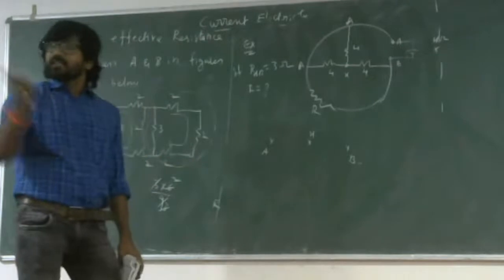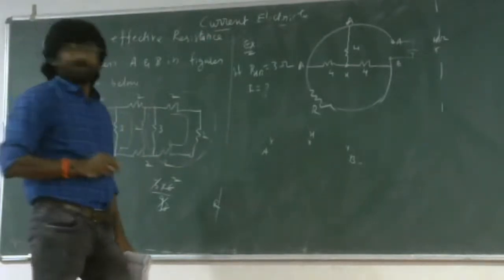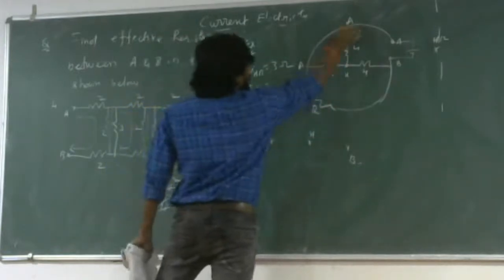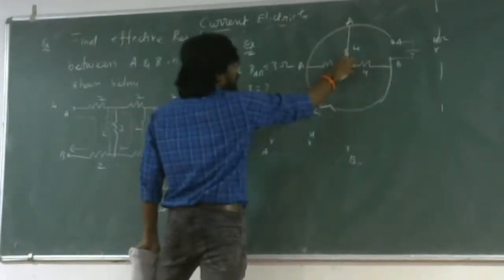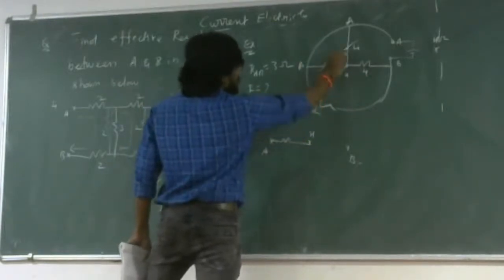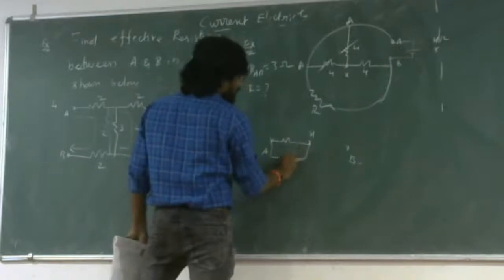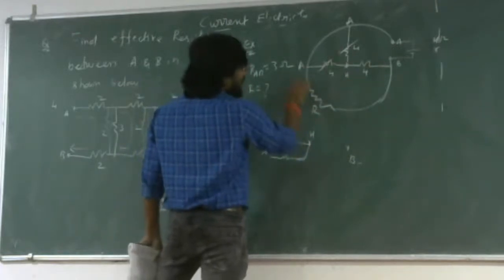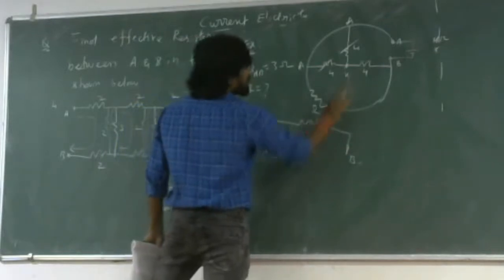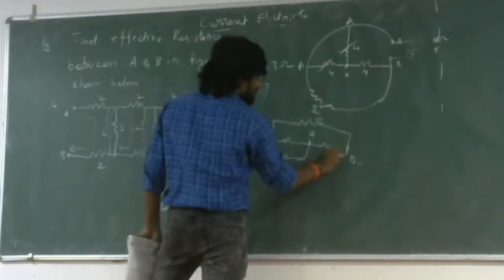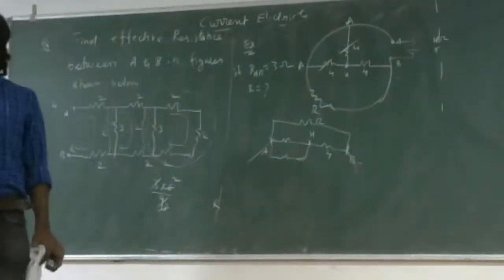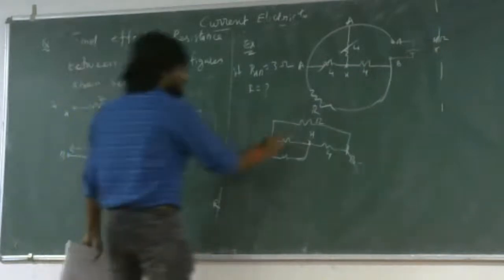Just like in capacitors, between A and X, how many resistors are there? 1, 4. Let us mark here. Between A and X, one more 4. Between A and B, this is R. Between B and X, one more 4 is there. Is it clear? This is how we have to redraw it. After redrawing, this is 4, this is 4.